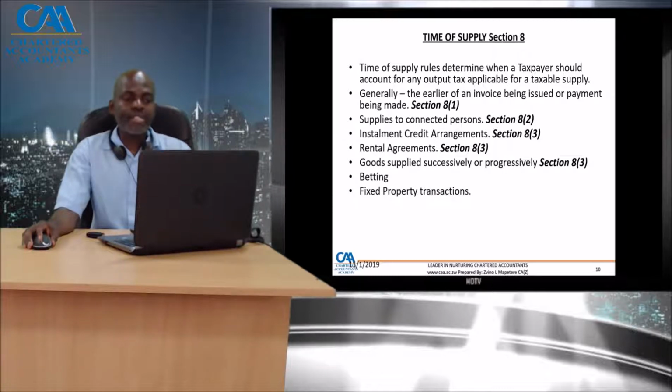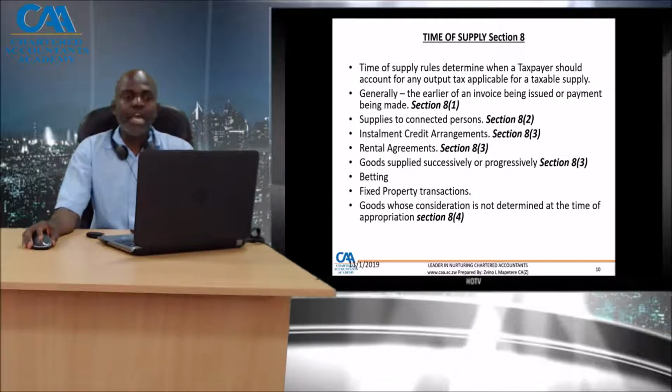So you also have other sections that deal with different types of transactions with specific times of supply. Betting, for an example. At what point are you said to have supplied? Is it at the time the ticket is bought? Is it at the time that, if you're betting for a horse, the horse wins? And so on and so on.